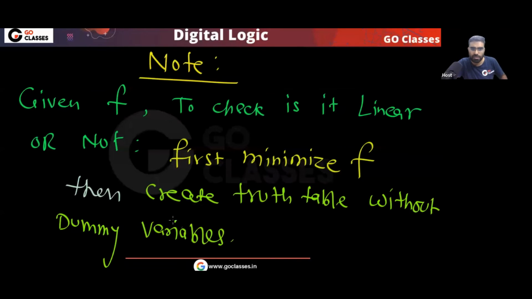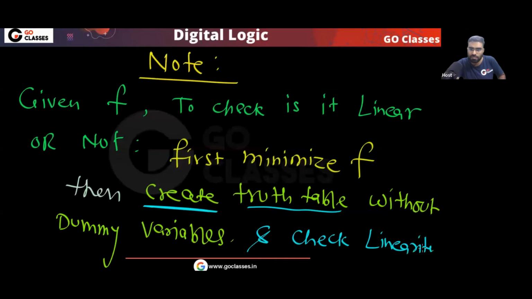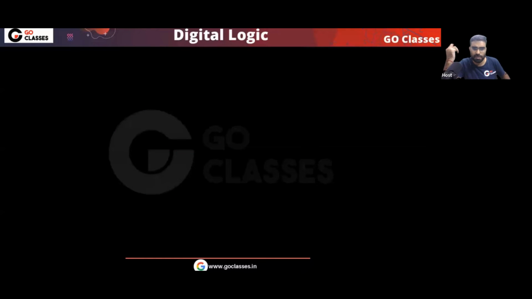So this is the point. Then create the truth table without dummy variables and check linearity. Is this clear? Please tell me, did you understand? This is a simple point. If I give you any function, first you minimize it, then you create a truth table without dummy variables, and then you check whether the function is linear or not.